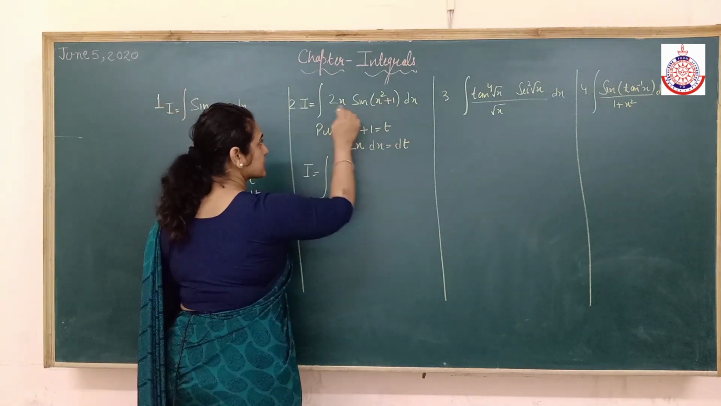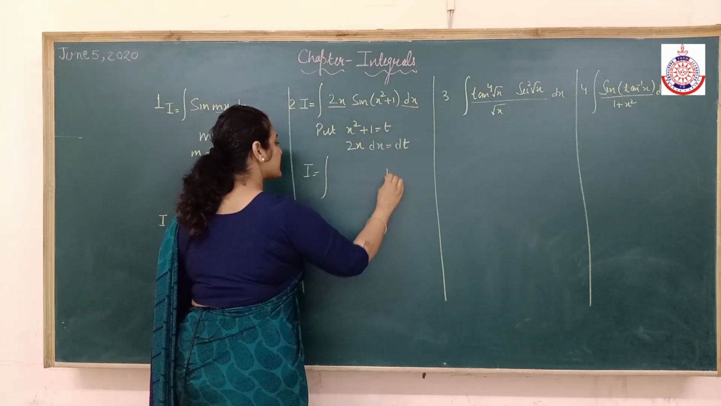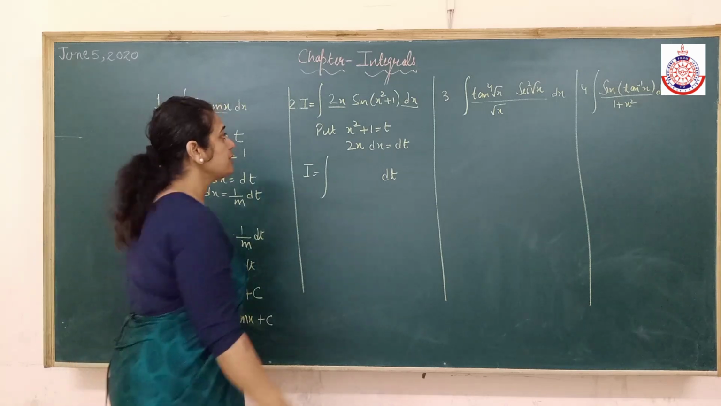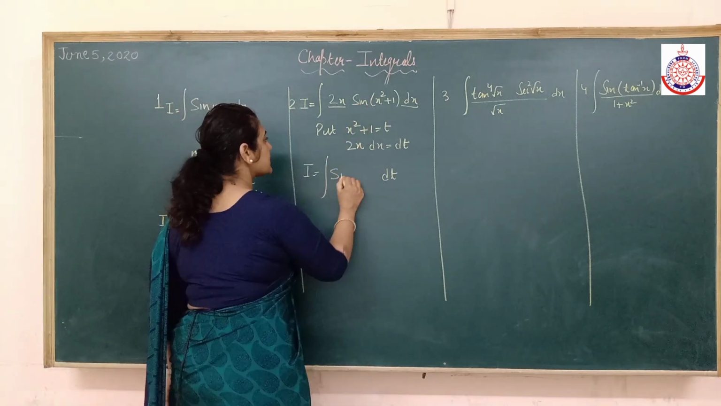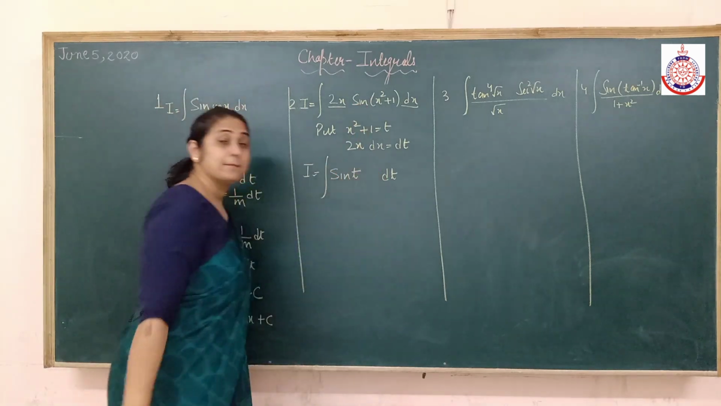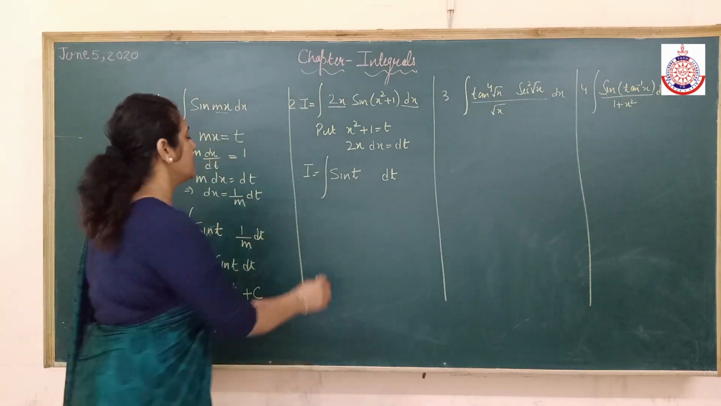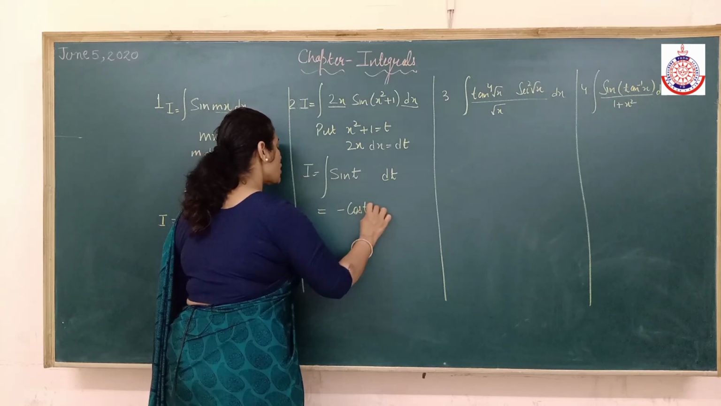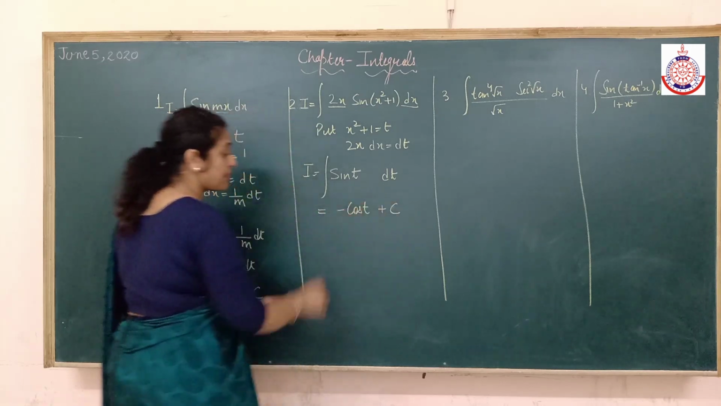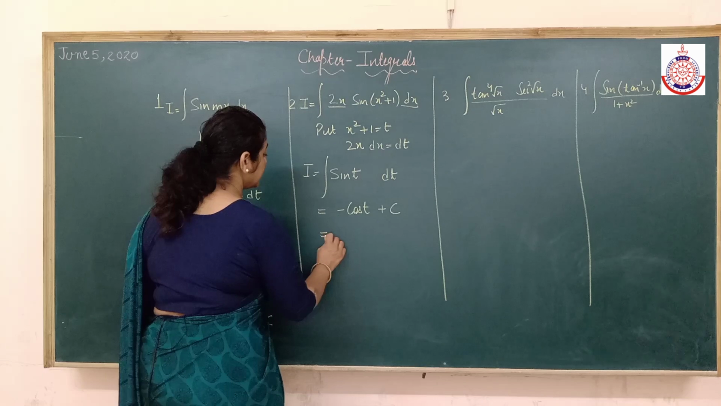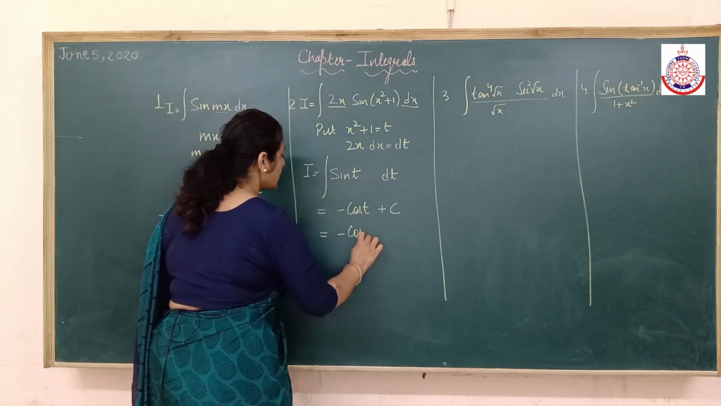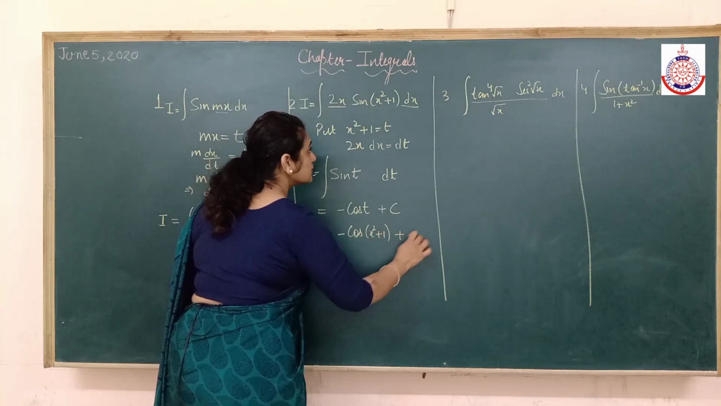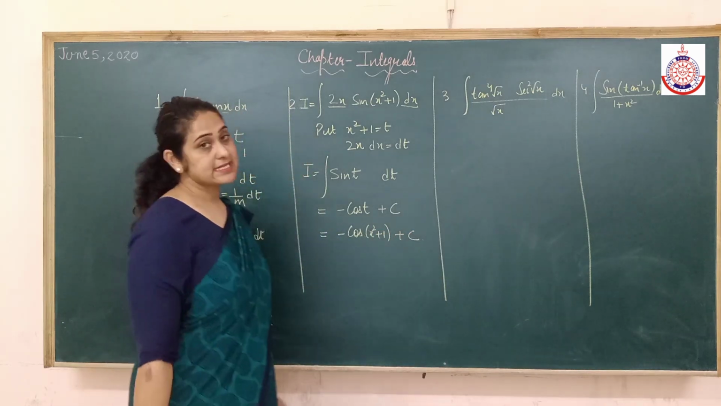Now substitute. 2x dx, what has it become? 2x into dx has become dt, and here it has become sine t. Now we know the integration of sine t. What is the integration of sine t? Minus cos t plus c. Put the value of t, because we have to come back to the original variable. That's all. Is it clear?